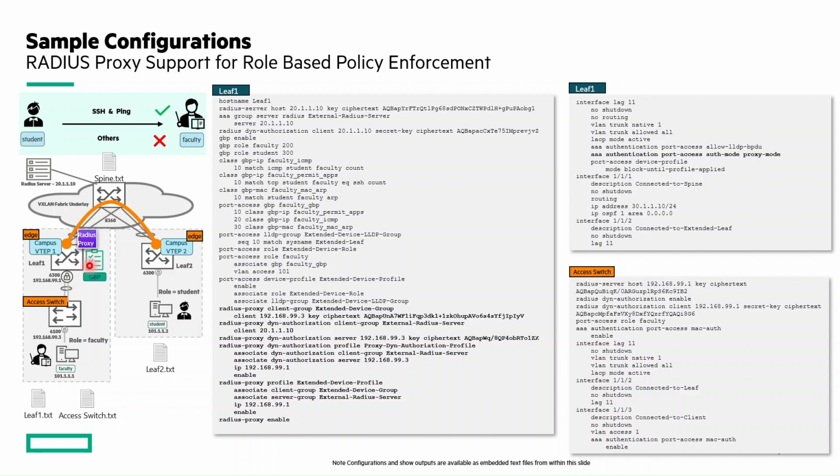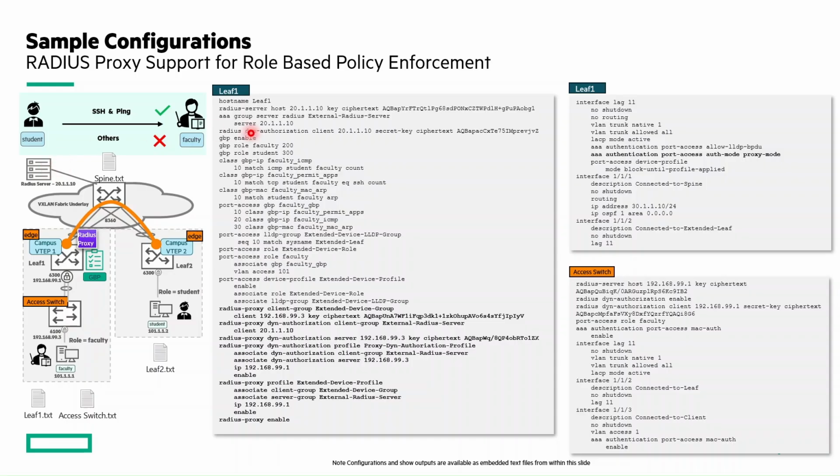So let's see the dynamic authorization configuration. In terms of dynamic authorization, the external radius server is the client and the access switch is the server. The reason is that the dynamic authorization requests are initiated by the external radius server to the access switch. Hence, it is reversed here. So the access switch is the server and the external radius server is the client.